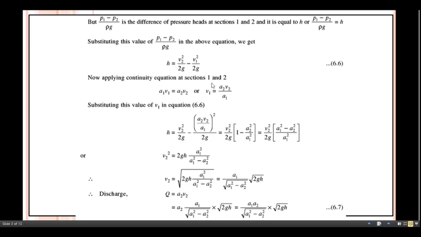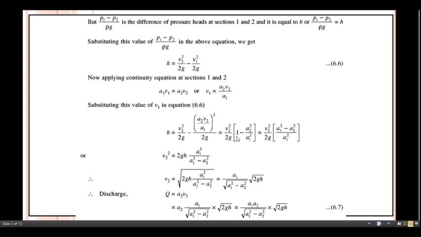Now applying the continuity equation at section number 1 and section number 2. The continuity equation gives A1 V1 equals A2 V2. So we get V1 equals A2 V2 divided by A1. Now substituting this value of V1 in equation number 6, here is that equation. H equals V2 square divided by twice g, this term will remain as it is, minus, replacing V1 by A2 V2 divided by A1.